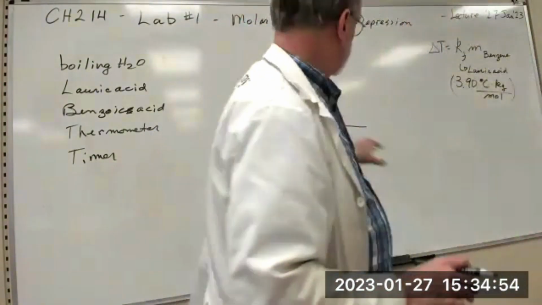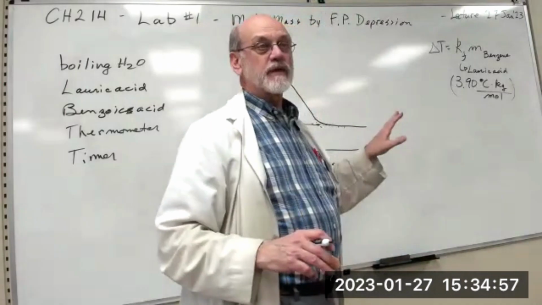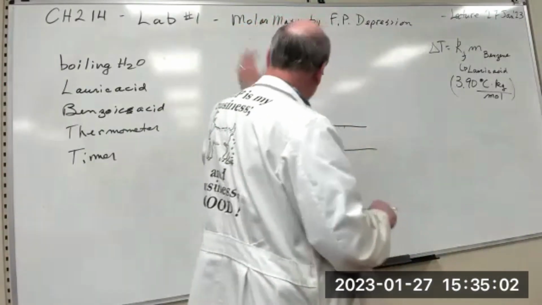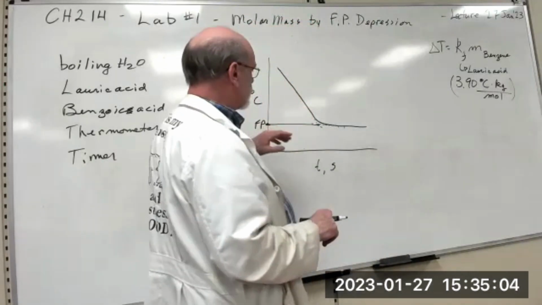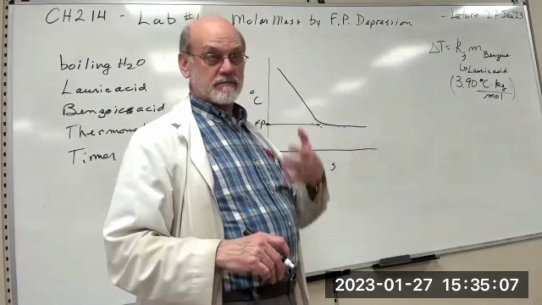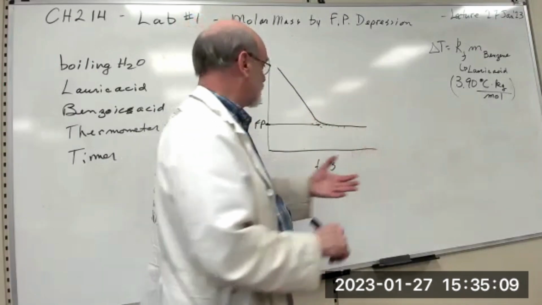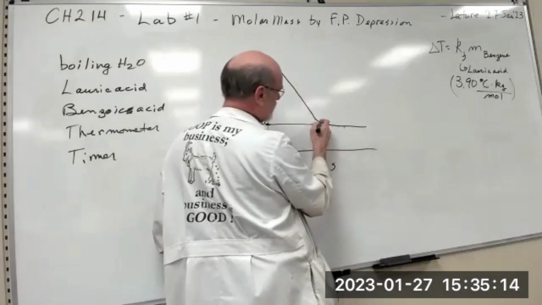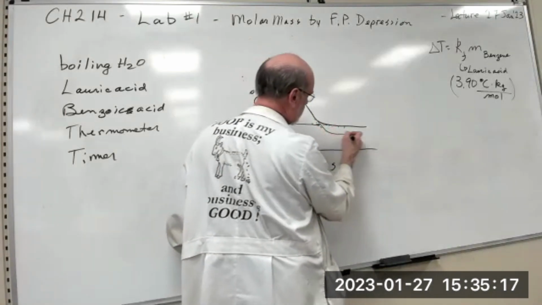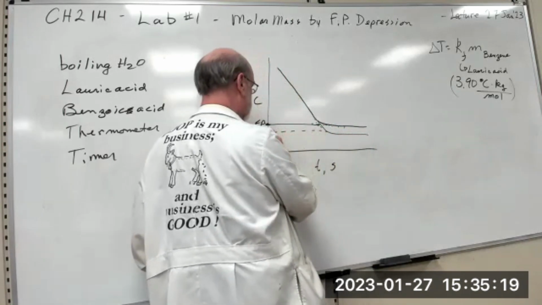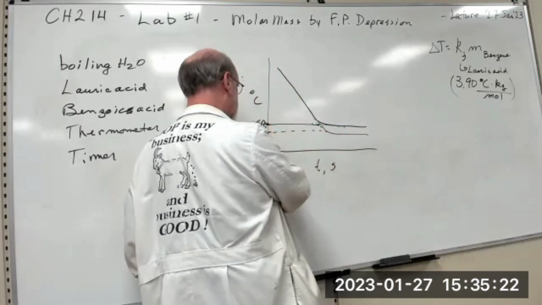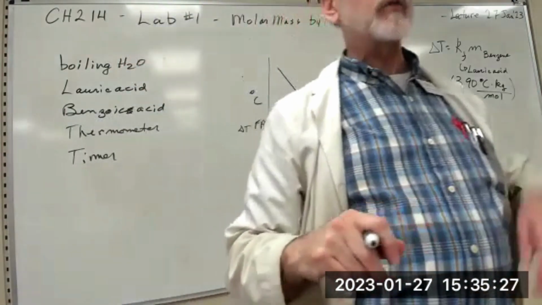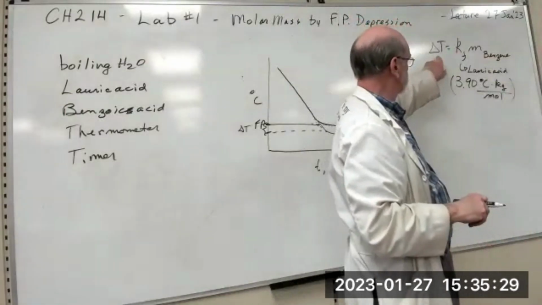And you do that for the pure substance and for the mixture, the solution. So you do this first, the pure, and then the freezing point is going to be depressed when you add some benzoic acid to it. So it's going to follow, maybe not exactly like that, but it'll be similar, and it'll go down here like that, and then it'll flatten out. So you have a different temperature right here. And the difference here is the delta T. That's what you're after. You want that delta T.